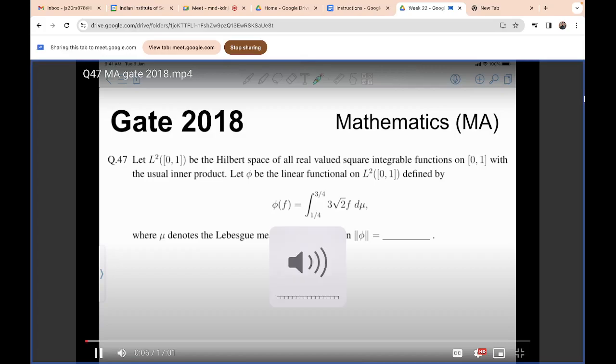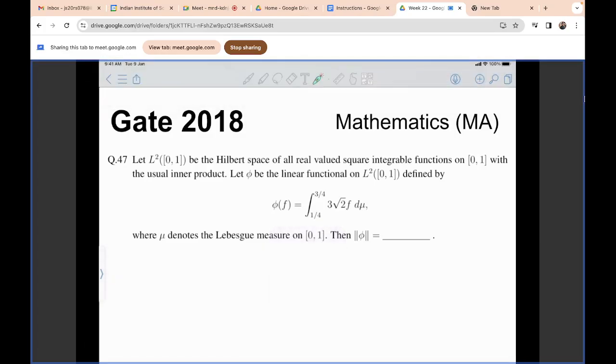Okay, so today we'll solve a Gate 2018 question. This is a question from functional analysis. It's question number 47. Let L2[0,1] be the Hilbert space of all real valued square integrable functions on the closed interval [0,1] with the usual inner product, and phi be the linear functional on L2[0,1] defined by phi of f given by this integral, where mu is the Lebesgue measure on [0,1]. Then you have to find the norm of this linear functional phi.